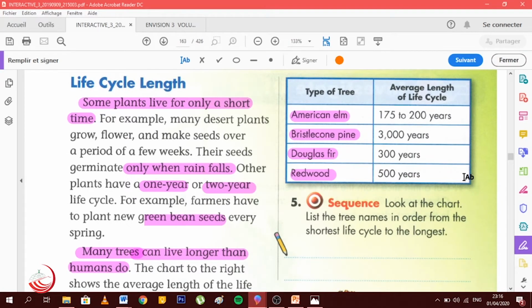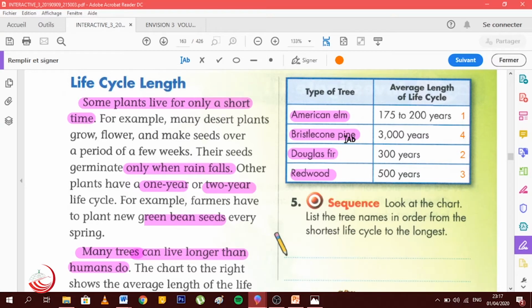Yes, and you can clearly say that the first one, American elm, is the first one. Then, very good, then the Douglas fir, then we have the redwood trees, and the last one, or the one with the longest life cycle, is Bristlecone.